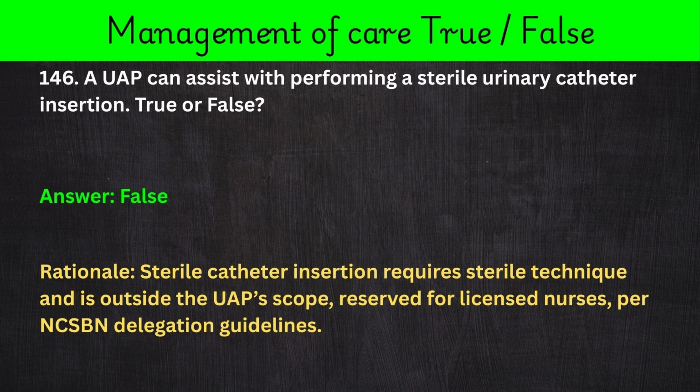146. A UAP can assist with performing a sterile urinary catheter insertion. True or false? Answer: false. Rationale: sterile catheter insertion requires sterile technique and is outside the UAP's scope, reserved for licensed nurses per NCLEX-PN delegation guidelines.